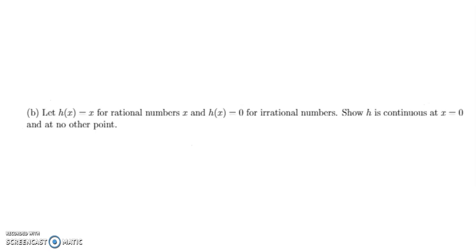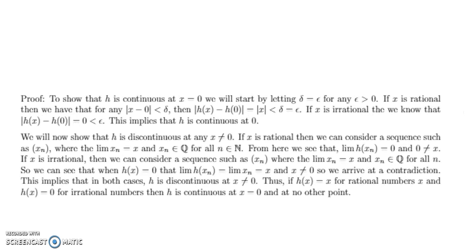Part B states, let h of x equal x for rational numbers x and h of x equal 0 for irrational numbers. Show that h is continuous at x equals 0 and at no other point. So proof. To show that h is continuous at x equals 0, we will start by letting delta equal epsilon for any epsilon greater than 0.